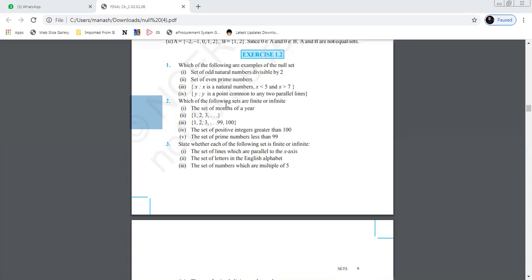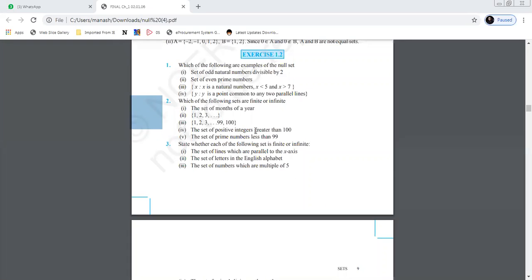Which of the following sets are finite or infinite? These are all finite sets, set of months of a year. Now the second one, is it a finite set or an infinite set? 1, 2, 3. It is an infinite set. That means it's up to infinity. Clear? The third one is a finite set. You know this one.